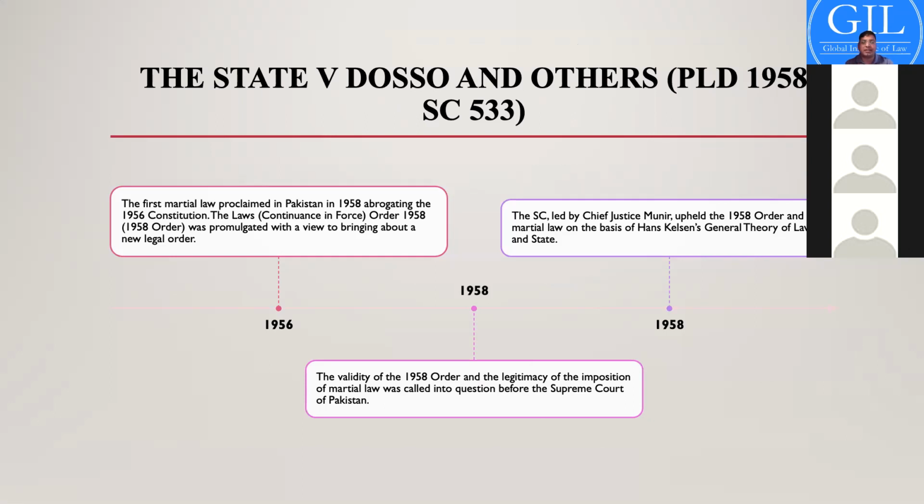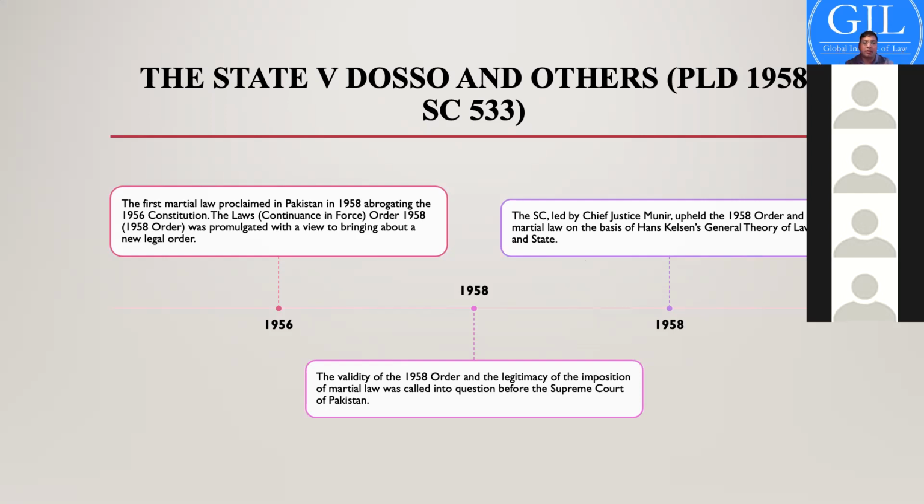case. This case was decided in the context of the imposition of the first martial law in Pakistan by the Chief of Army Staff at that time, the Commander of the Armed Forces, General Ayub Khan. The Supreme Court, led by Justice Munir, upheld the order of the martial law administrator on the basis of Hans Kelsen's famous pure theory of law.